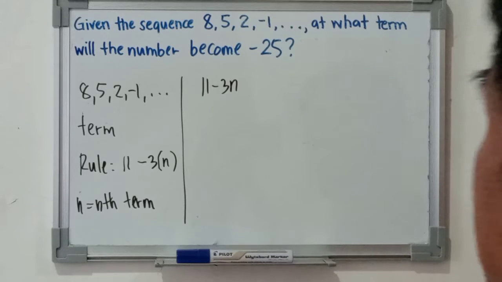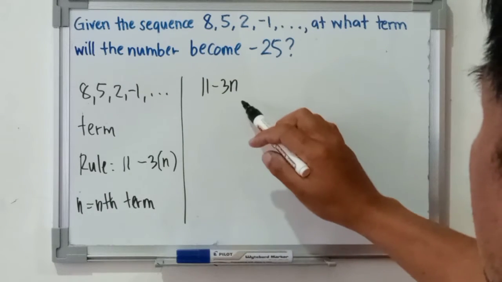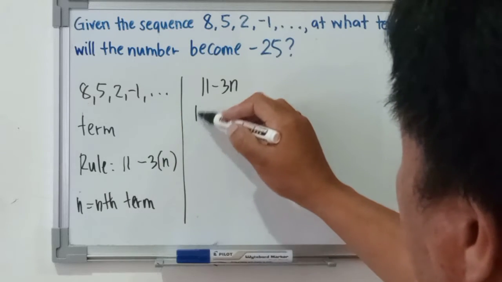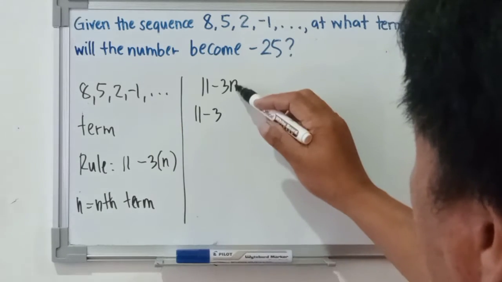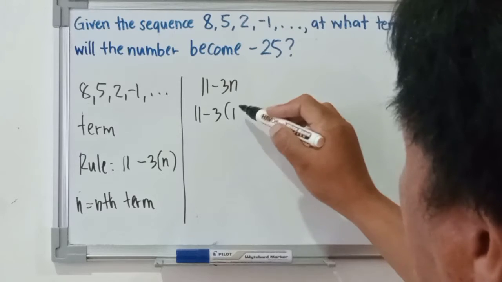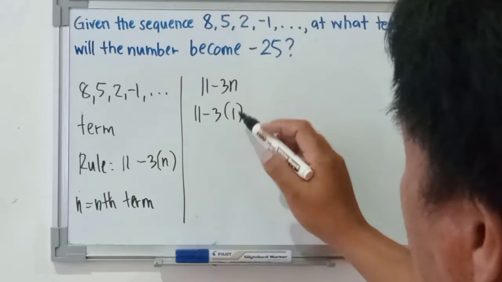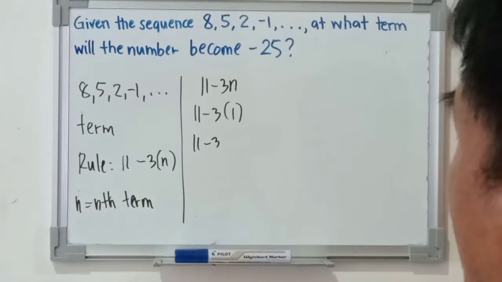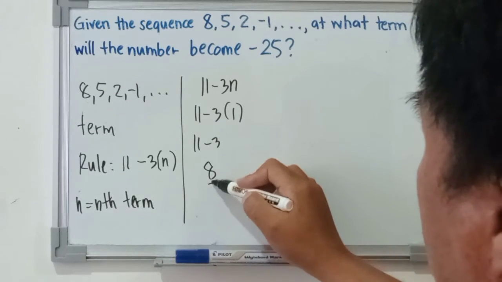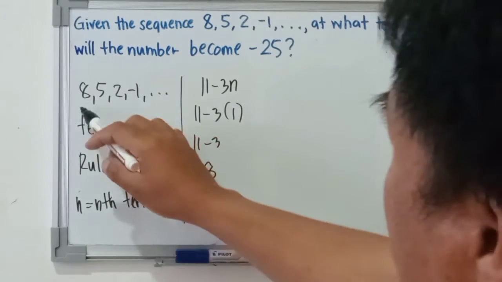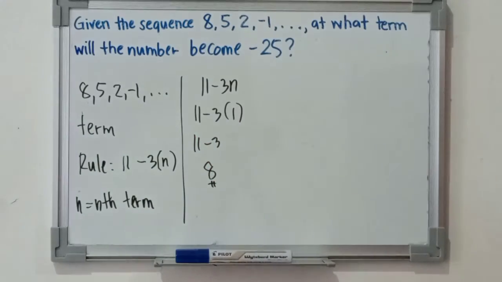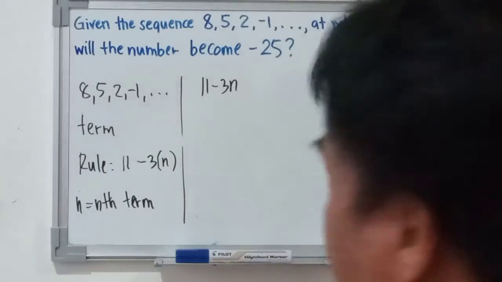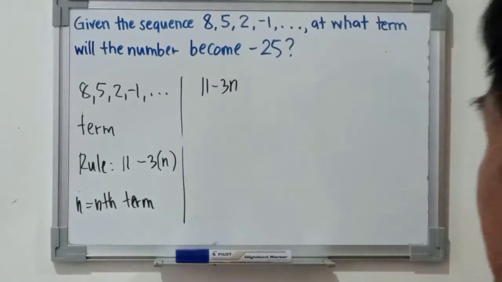Let's check if this rule satisfies the first term. 11 minus 3, where the first term is n equals 1. 11 minus 3 times 1 is 11 minus 3, and 11 minus 3 is 8. So this rule satisfies the first term. Now let's check the second term, with the same rule, 11 minus 3n.